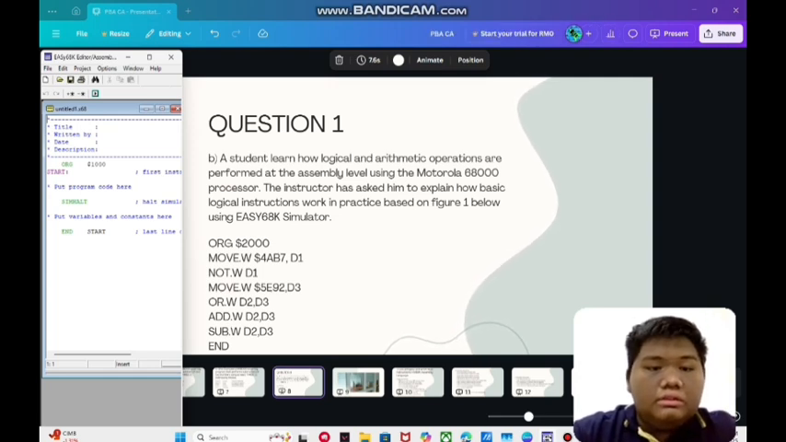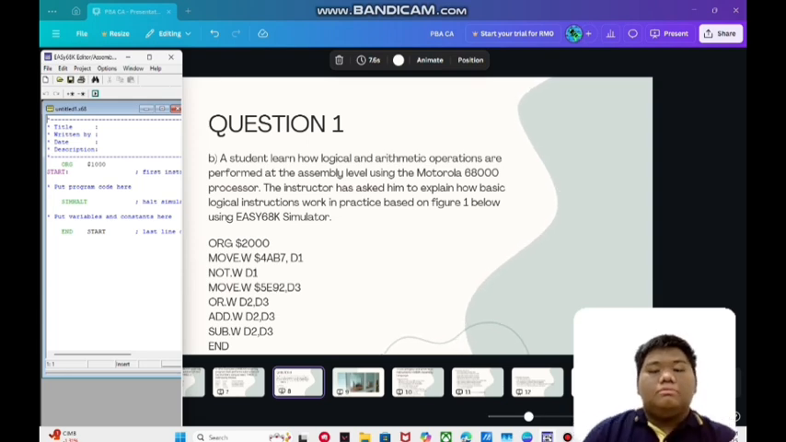A student learns how logical and arithmetic operations are performed at the assembly level using the Motorola 68000 processor. The instructor has asked him to explain how basic logical instructions work in practice based on figure 1 below, using the Easy68K simulator.